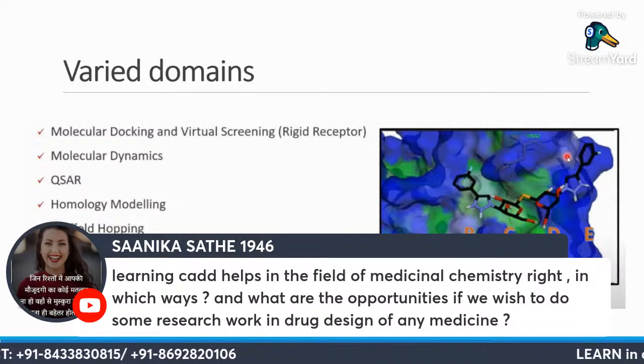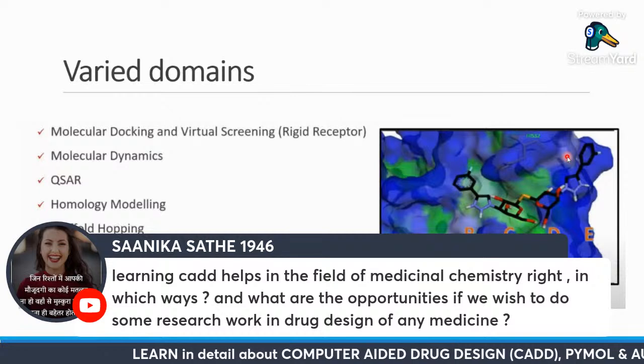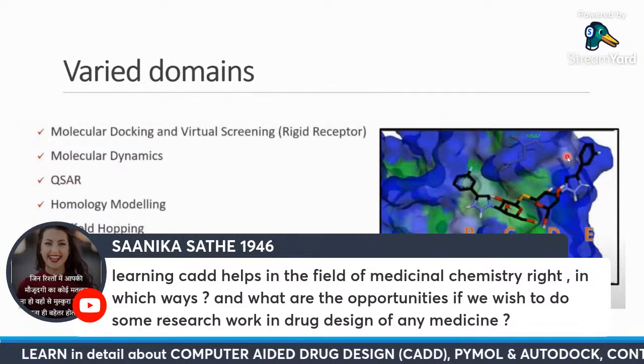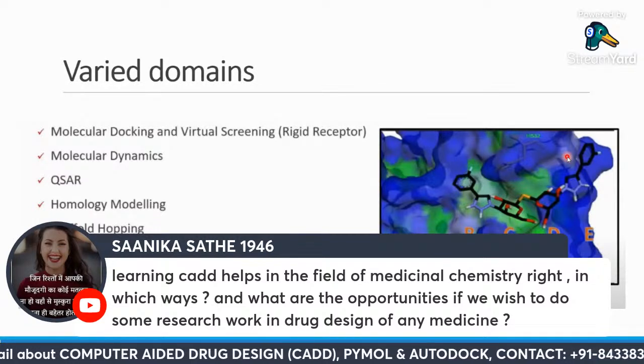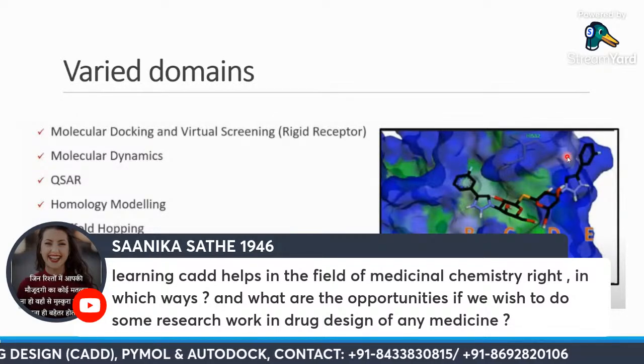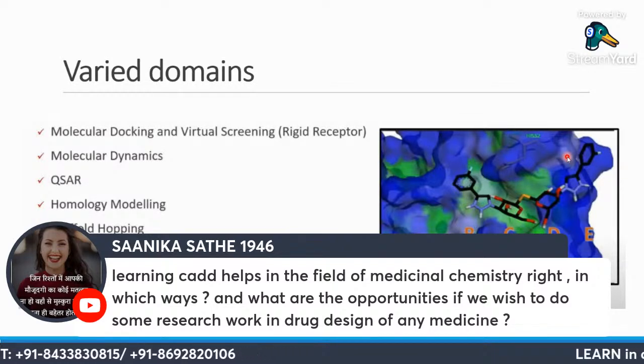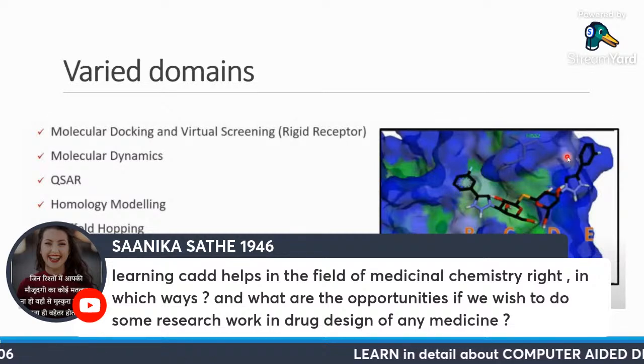Or let's say you are making a molecule for the CNS, the central nervous system. Basically it needs to penetrate the blood brain barrier, so again you need to make a molecule which is able to penetrate the blood brain barrier, and again you need to optimize the properties. So basically CAD helps, first of all, in finding a hit molecule, and secondly in deciding what kind of modifications we can make to improve the different parameters. So that is where CAD comes into the picture.